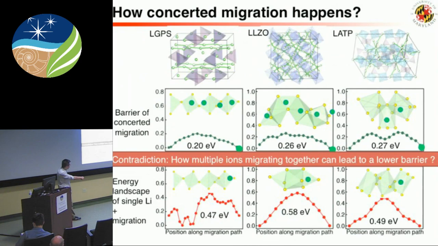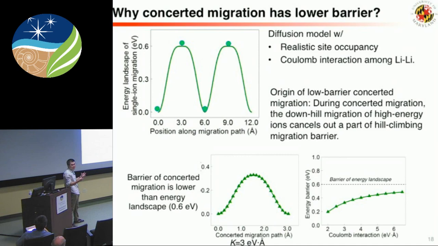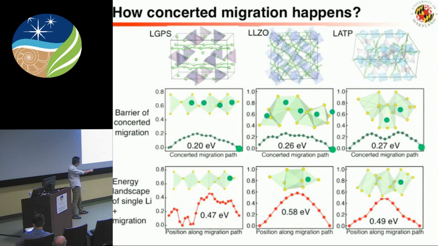To understand this, we build a very simple diffusion model. We get an energy landscape like this, with a barrier of about 0.6 eV, very similar to what we calculated at the bottom here. Then we put multiple lithium ions in it, because multiple lithium ions move, and we give it a realistic occupancy. You can see there are lithium ions located here and also some located up there. That's exactly what you have in the real material.